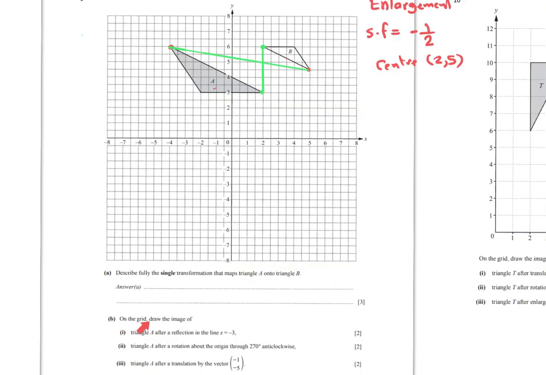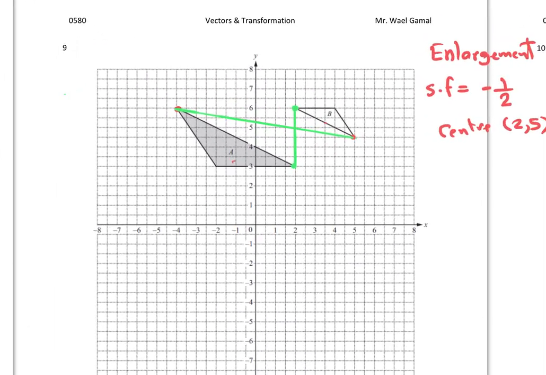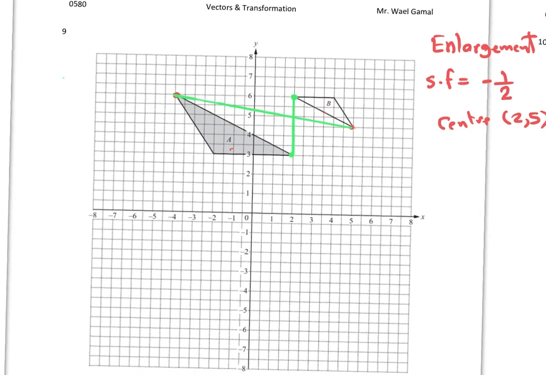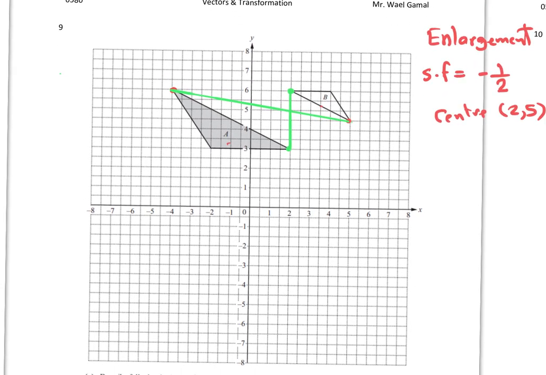Now B(i), draw the image of triangle A after reflection in the line x equal negative 3. If we need to find the image by reflection, we need to draw the mirror line x equal negative 3. x equal, so a vertical line, x equal negative 3, a vertical line that intersects the x-axis at negative 3. So draw the line x equal negative 3. This is the line x equal negative 3.